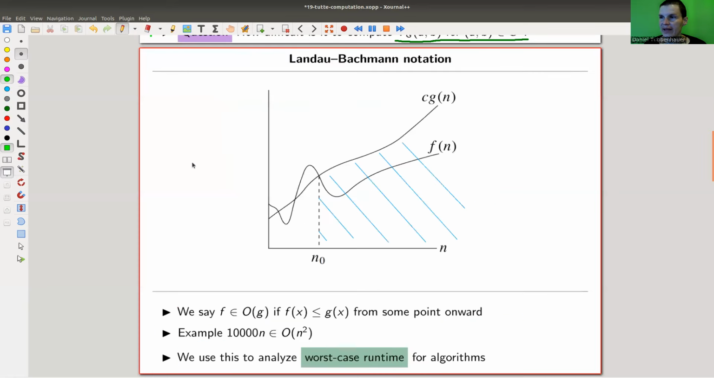Okay, before we can get going, I would like to recall for you, because I'm going to use it, the Landau-Bachmann notation. You might have seen that under the name capital O or big O notation. Kind of fun fact here. Originally this capital O that I'm writing here was supposed to be an omicron.